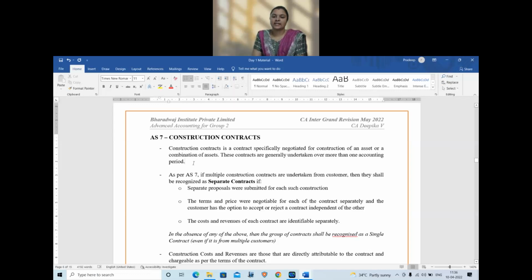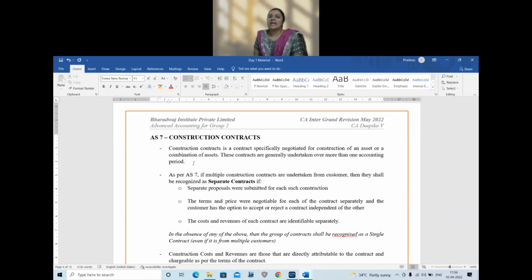So let's get started with AS 7, Construction Contracts. This standard is predominantly theory oriented, but yes, you do get some practical questions from this standard. So let us understand the standard and its gist first, and then approach the questions.